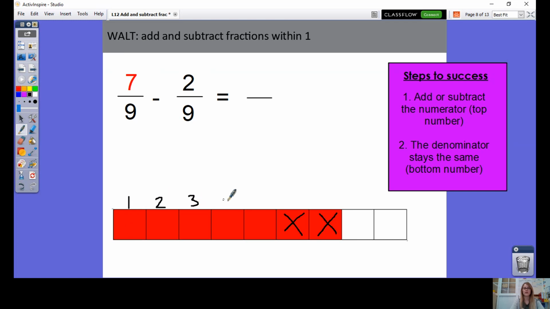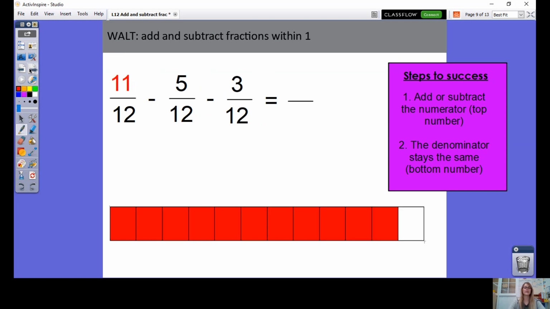1, 2, 3, 4, 5. 7 take away 2. My number bonds, I know that is 5. So 5 needs to go on my numerator. And my denominator, remember, is staying the same. So I have 9 on the bottom. So 7 ninths take away 2 ninths is equal to 5 ninths.